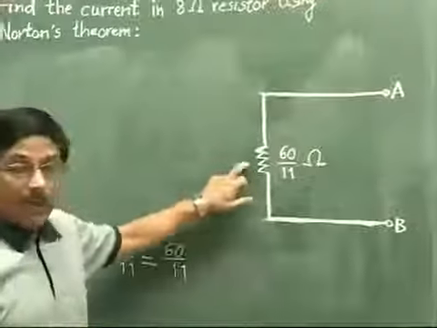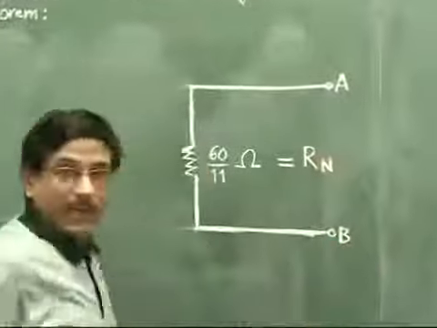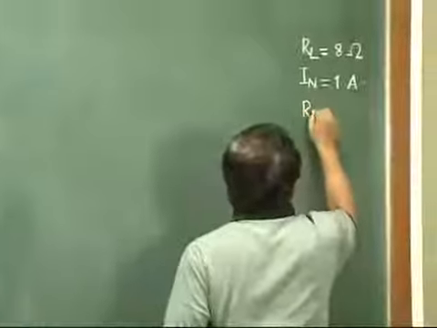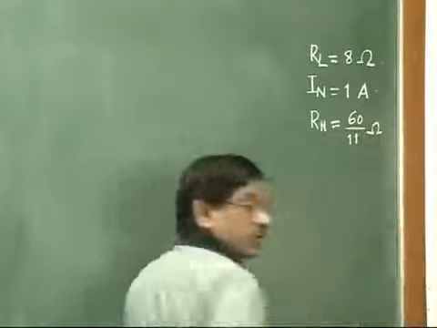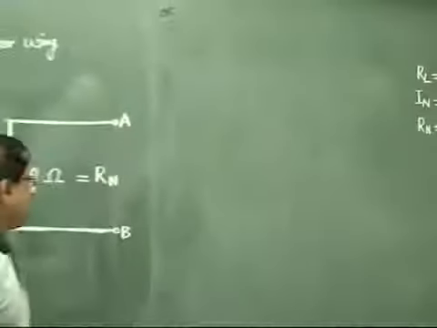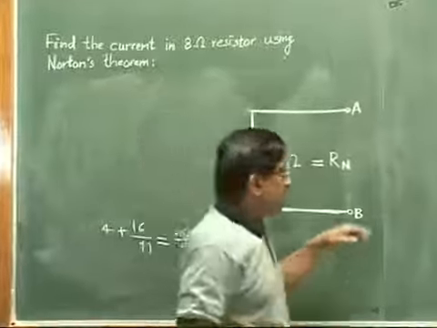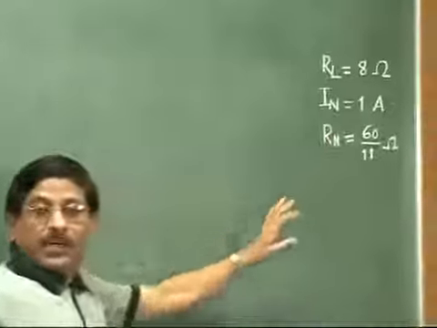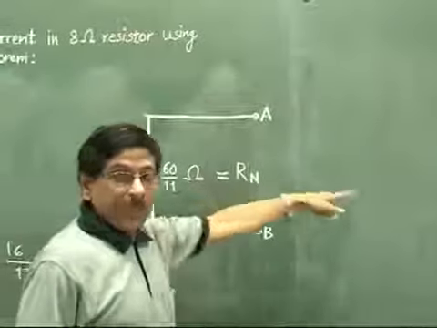And this equivalent value is nothing but our RN, Norton's equivalent resistance. So this value also we have calculated. I will just write it here: RN must be equal to 60 by 11 ohm. Now remember, those who have seen the video of Thevenin theorem, because we have solved the same problem, you will find that there also exactly the same procedure we adopted. There it was called RTH, here it is called RN. But remember, the meaning is the same in both procedures. So 60 by 11 is the equivalent resistance.